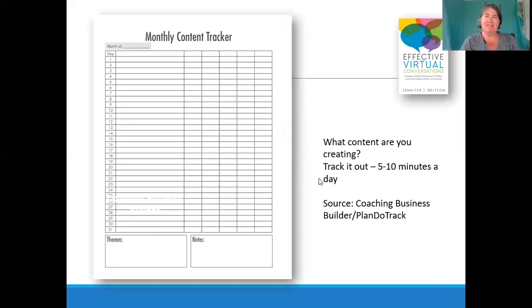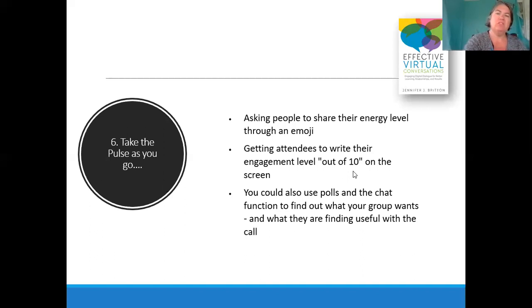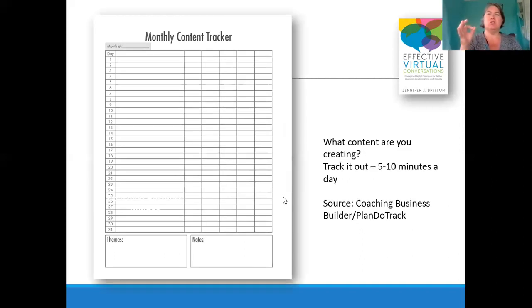To track this, you may want to really be noticing different things. So again, to the point of taking the pulse as you go, you're going to get a lot of different information. Maybe groups want more on the tools. Maybe they want more conversation. If you're doing calls on a regular basis, you might actually choose one of the tools in the Coaching Business Builder or PlanDoTrack to track what's going on. So this is termed the monthly content tracker. It really was geared to help professionals of all kinds generate content on a regular basis.